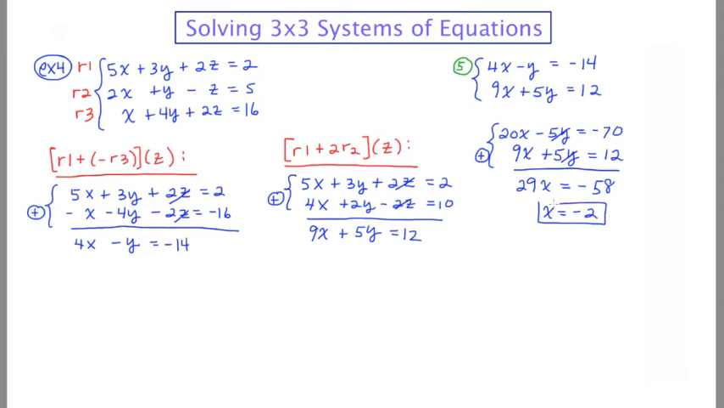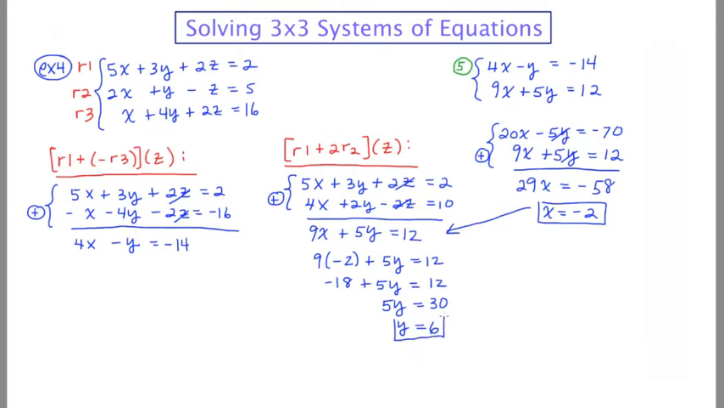One down, two more to go. So I'm going to back substitute into either of these. I think I'll just go right here, and this will enable me to solve for y. So 9 times negative 2 plus 5y is equal to 12. So we get negative 18 plus 5y is equal to 12. 5y is equal to 30, and y is equal to 6. 2 down, 1 to go.